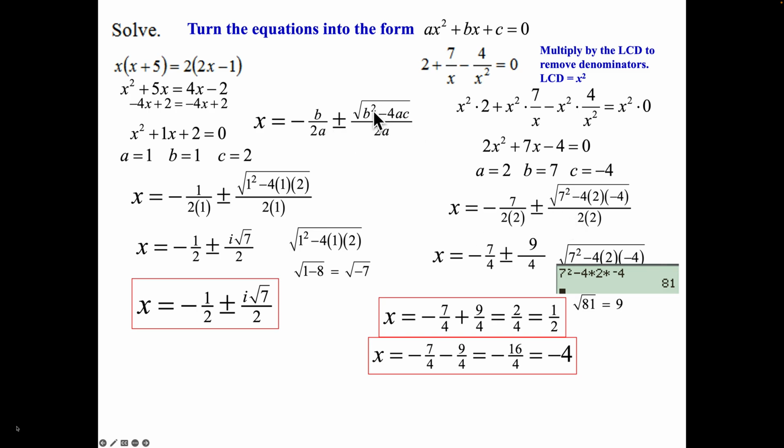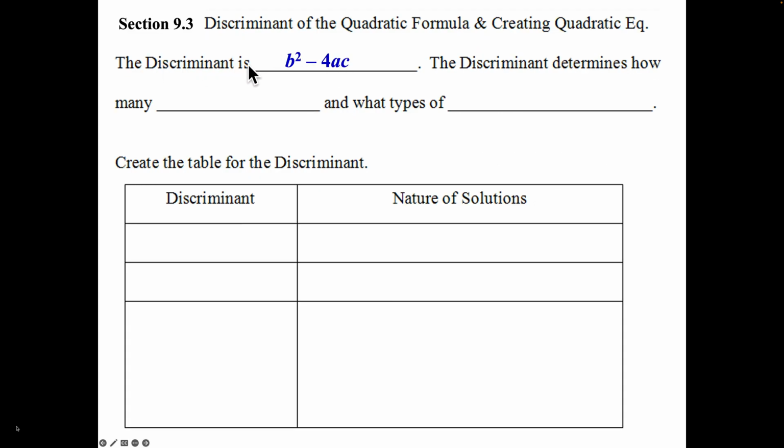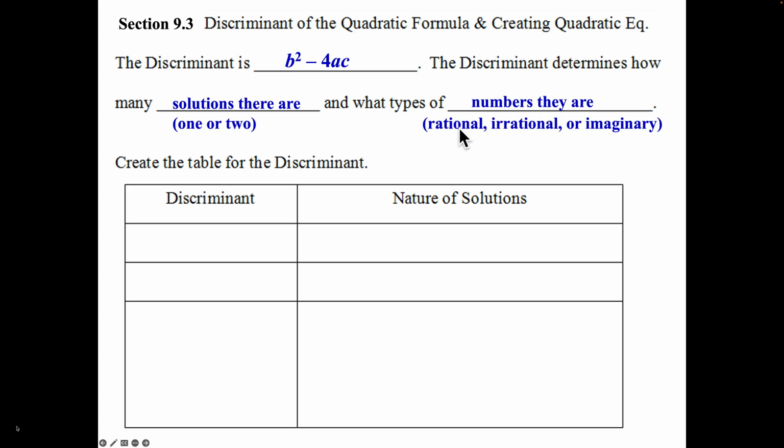All right, well, speaking of B squared minus 4AC, that is called your discriminant. This is the part of the problem that really determines what kind of answers you're going to have. So the discriminant is going to determine how many solutions there are and what types of numbers they're going to be. So you can have 1 or 2 answers, and your numbers are going to either be rational, that means they're all fractions with no square roots in them.